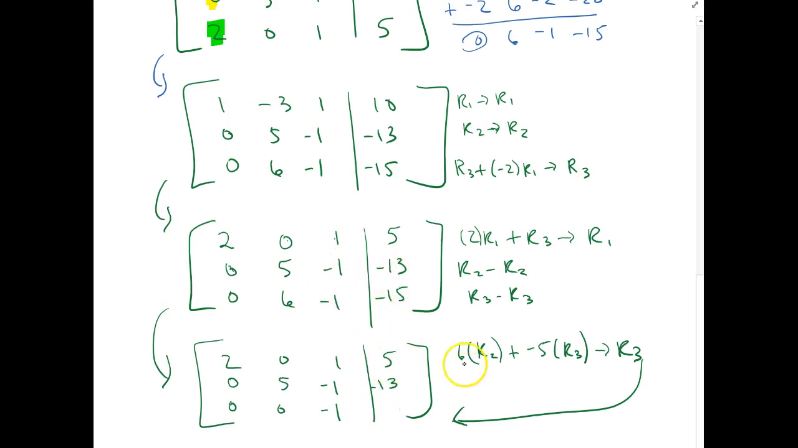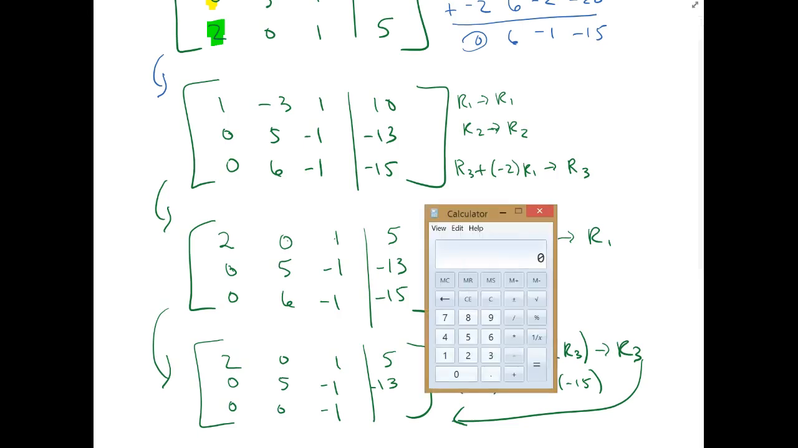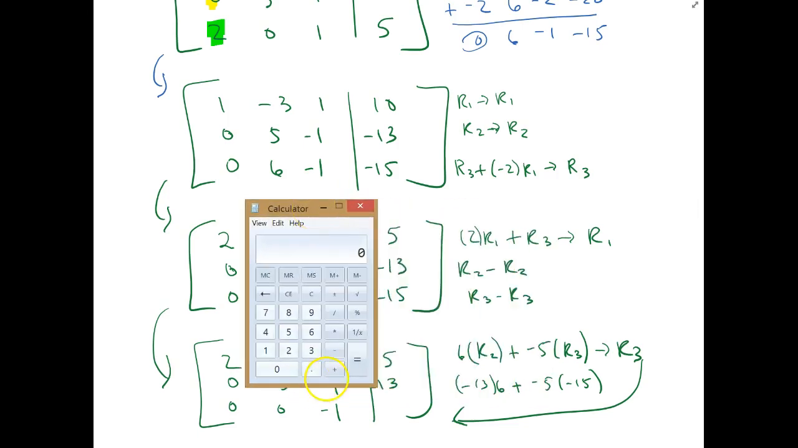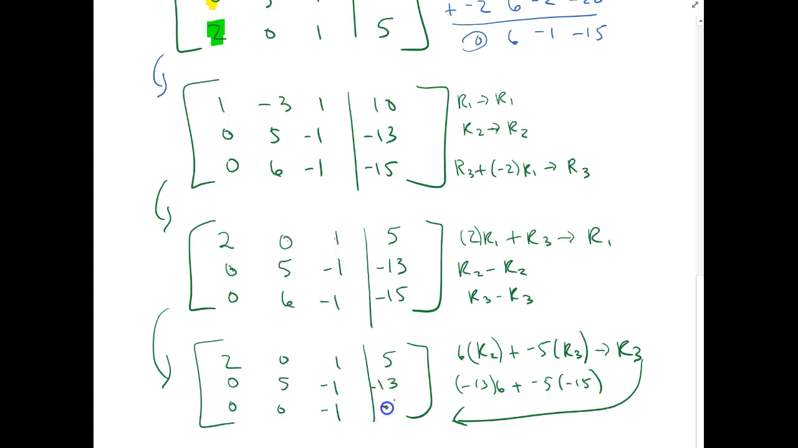So I'm going to take 6 times row 2, so -13 times 6 plus -5 times -15. Gross. So this may be where you want to pull out a calculator. I know I am. Okay, so that is -13 times 6 equals -78. And then that's going to be plus 5 times 15 is 75. So I'm getting a -3 right here.